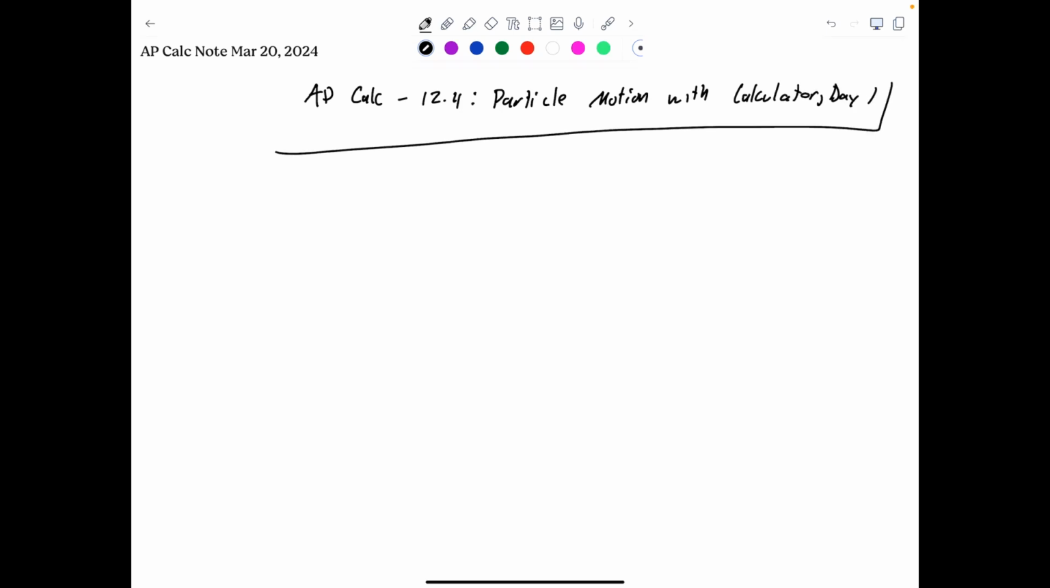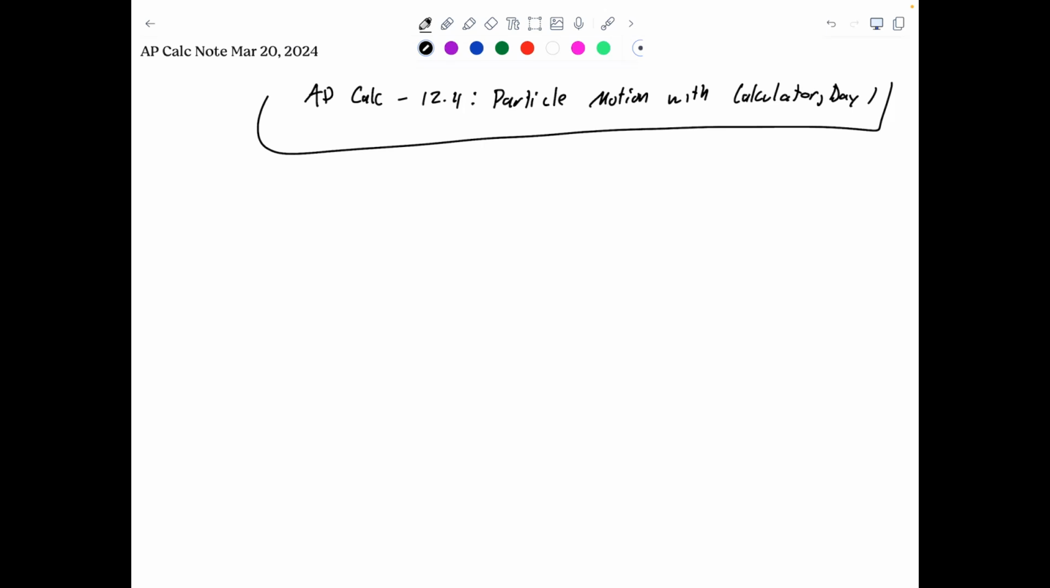Day one. I don't even know if I'll put notes for day two. It depends on how much we get through. You should have enough in order to do what we're doing today. Everything's focused on utilizing the graphing calculator, the same idea that we used with the graphing calculator to do the previous work.